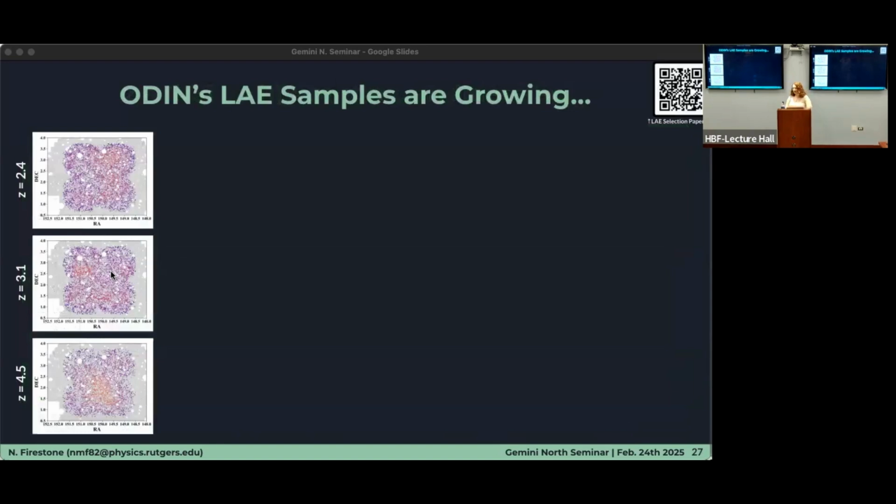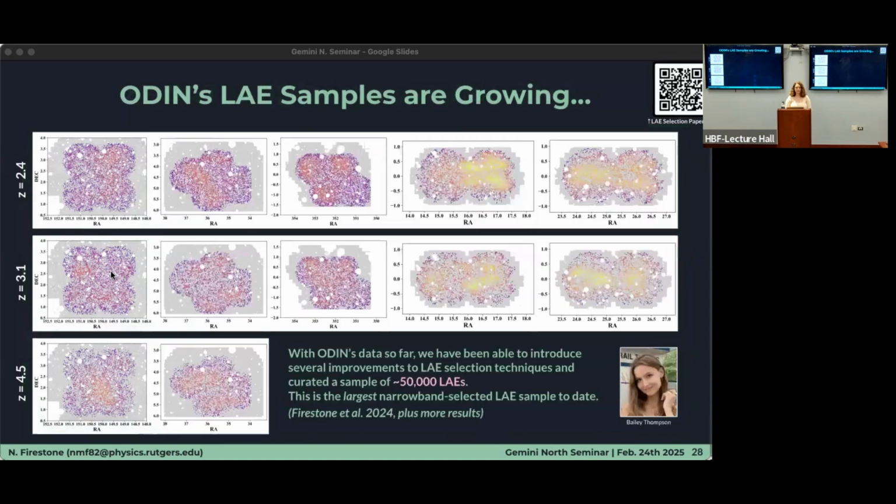And before I move on, I just want to acknowledge that, again, all of this was for the COSMOS field, but ODIN's LAE samples are growing tremendously already.